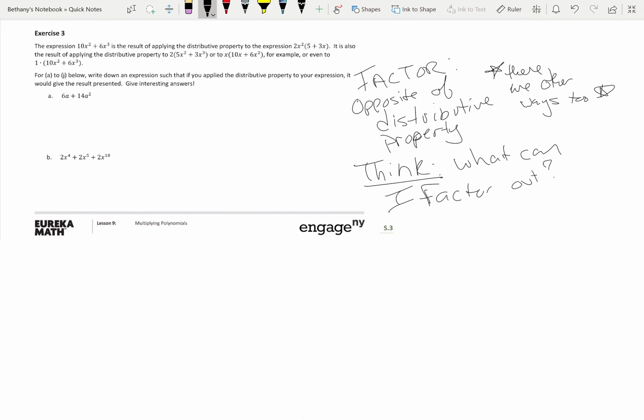Alright, what do I have in common? So here, I have 6 and 14. I can divide both of those by 2. So if I pull out a 2, that's fine. And they have an a and an a squared, so at most, I can take out 1a from both of those terms. What goes in the parentheses is what happens if you divide it, like 6a divided by 2a. If I did 6a divided by 2a, that would just be 3. If I did 14a squared divided by 2a, 14 divided by 2 is 7.